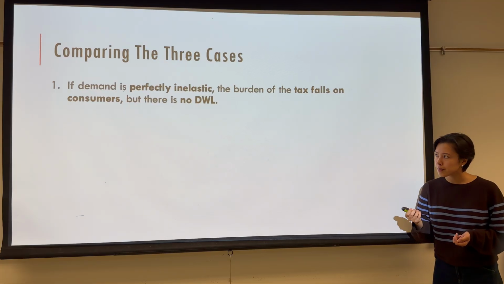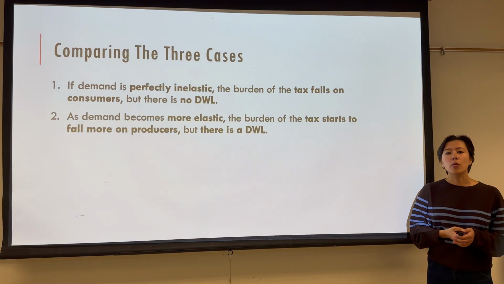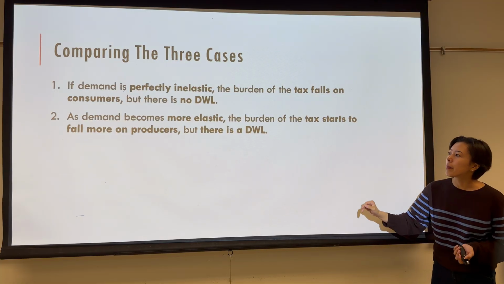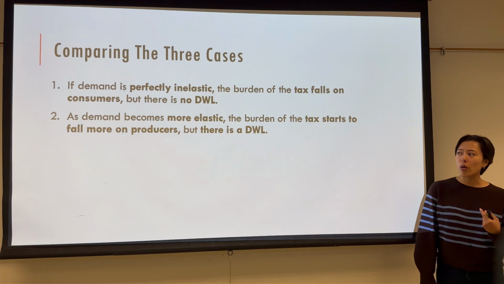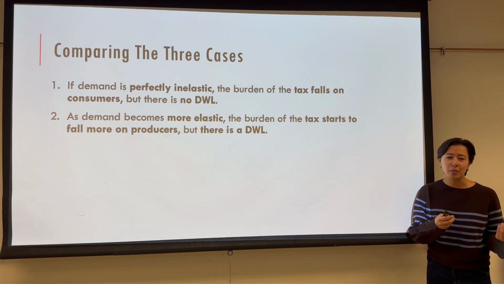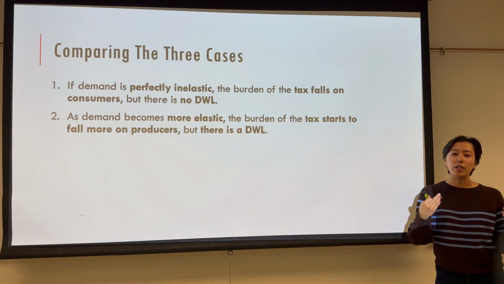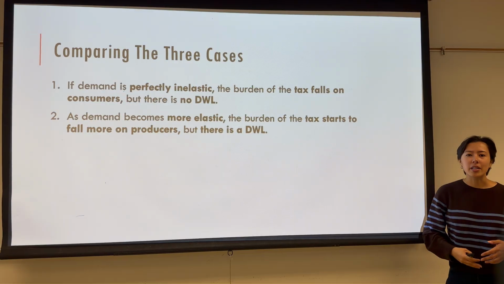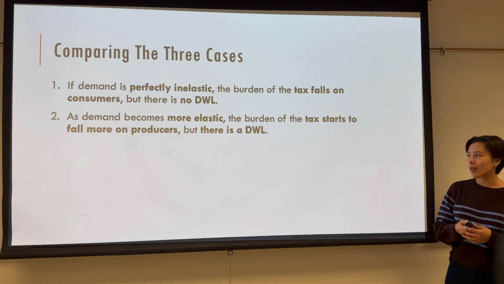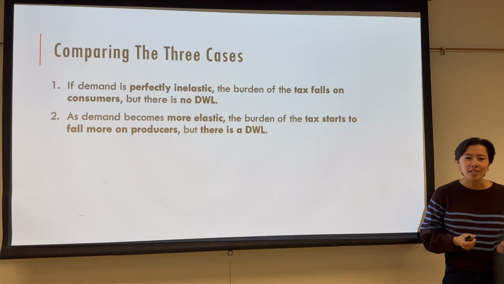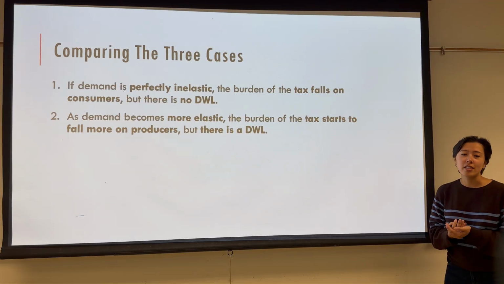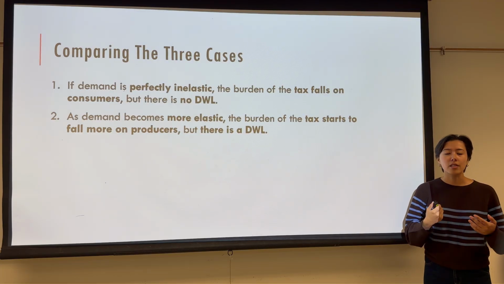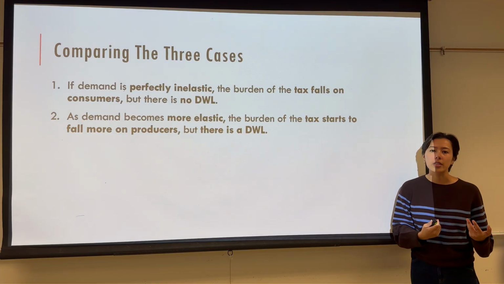there's no deadweight loss. As demand becomes more elastic, so as our demand curve starts to become flatter and flatter, the burden of the tax is going to start to fall more on our producers. So this is where we get a more even split of tax incidence between our buyers and our sellers. However, in this case, there is some deadweight loss generated. Because our consumers are sensitive to changes in price, they are going to reduce their quantity demanded when they're faced with a price increase, and that's going to create a deadweight loss, some reduction in the number of units sold in the market.